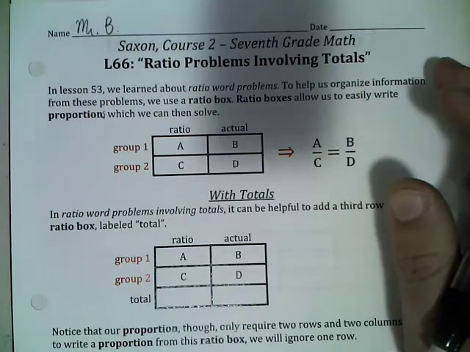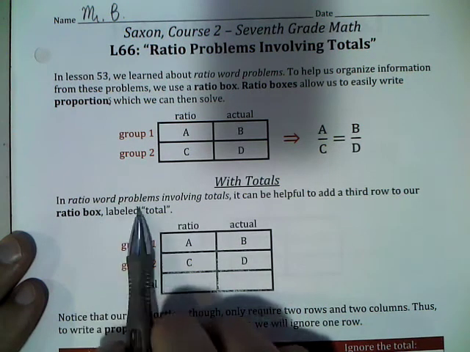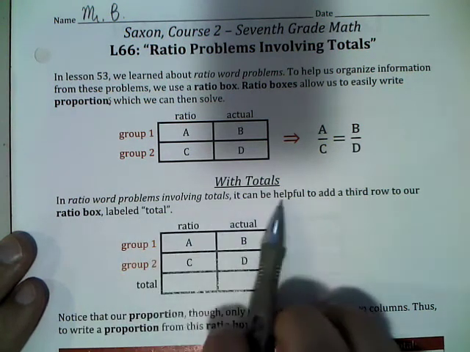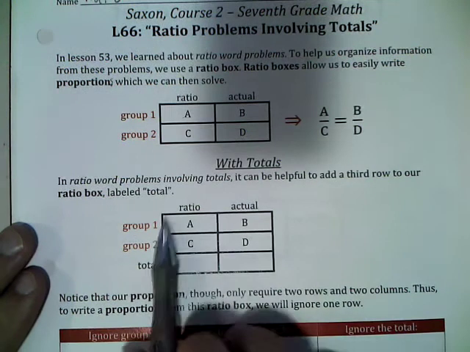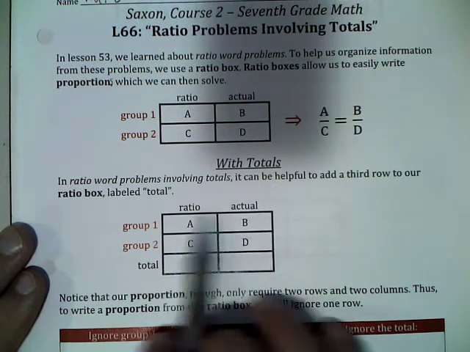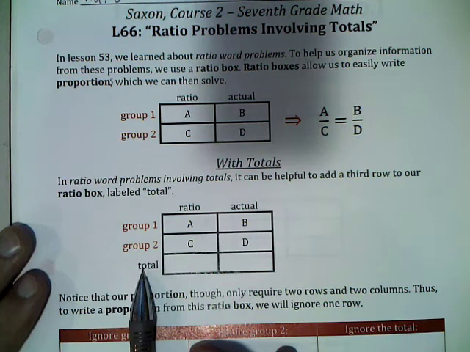Today we're going to be taking our ratio box and extending it. In ratio word problems involving totals, it can be helpful to add a third row to our ratio box labeled total. And so you'll see that right here. There's my traditional ratio box, the first two rows. And then the third row, notice that that's in black because that's something you're always going to write. That third row will always be total.